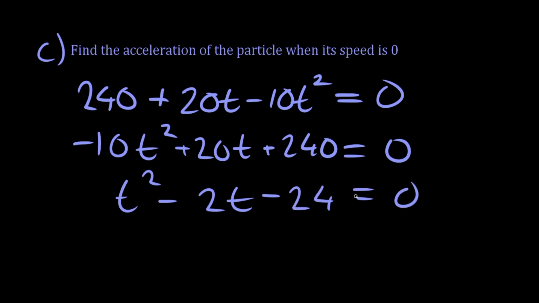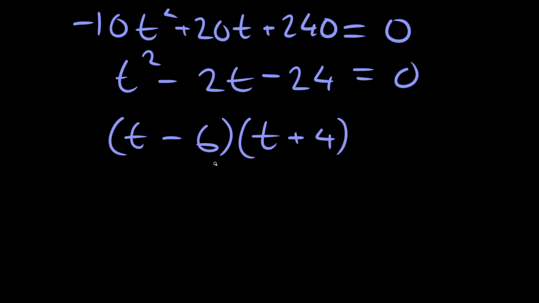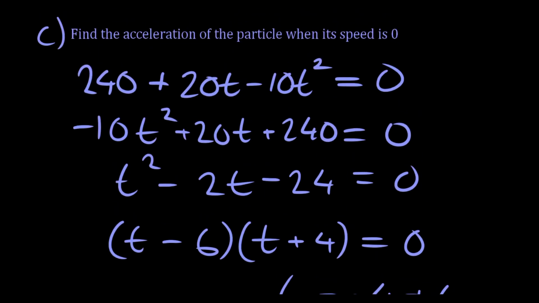We need two numbers that multiply to negative 24 but add to negative 2. I'm thinking negative 6 and positive 4. So this is going to be (t minus 6)(t plus 4). Let's check that. Yeah, equals 0. So t is going to be equal to negative 4 and positive 6. So that's not what they asked for, though.